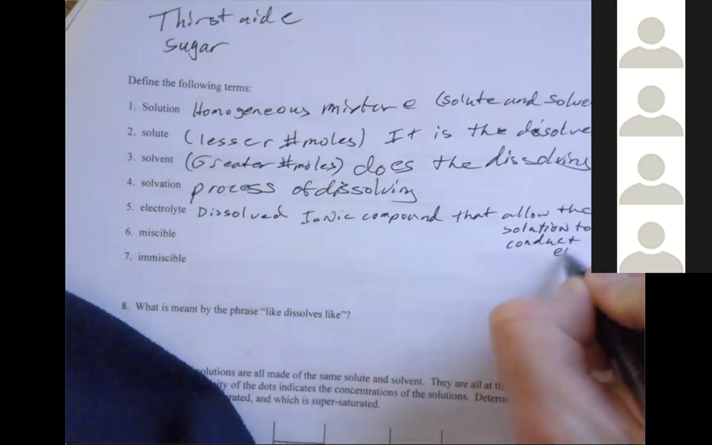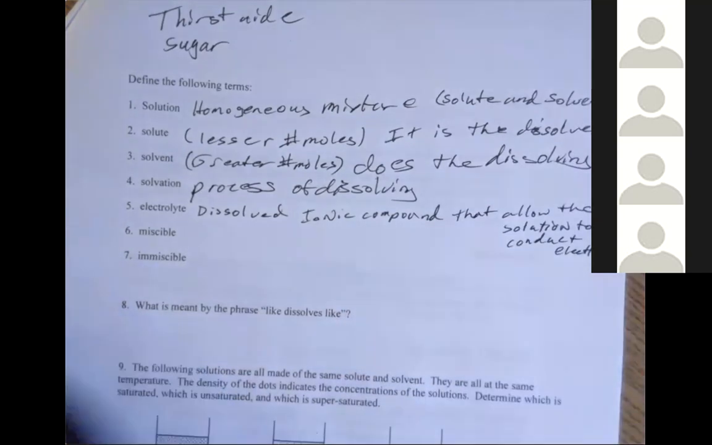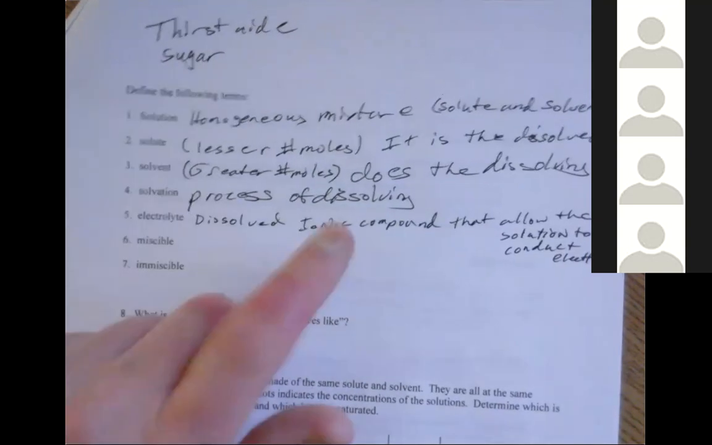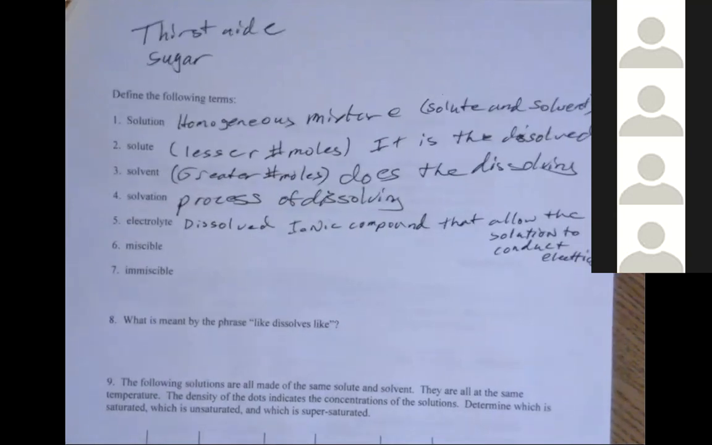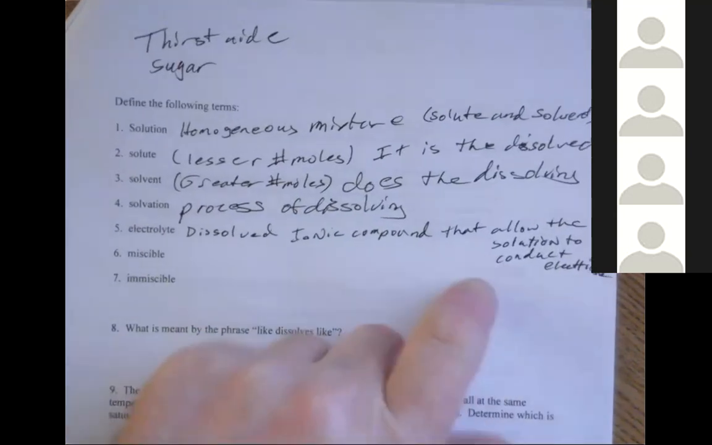That's why they're called electrolytes. So the sugar, it is dissolved in there, but it is not an ionic compound. So sugar water will not conduct electricity readily. It does not do a good job of conducting electricity. But these added salts, they break apart, right?